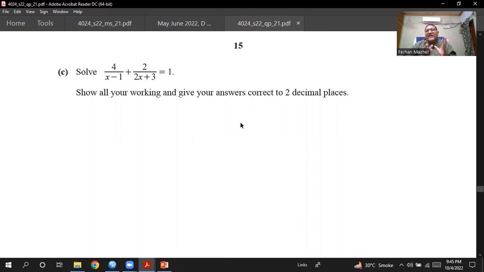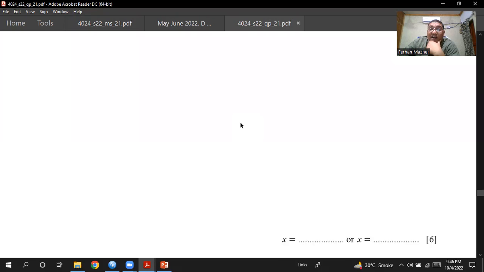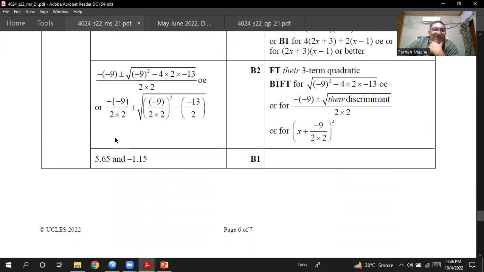So here we have two fractions which are added together, and the answer is equal to 1. We have to show how we're working and give the answer correct to 2 decimal places. So we have to solve it. First of all, I will convert it into a standard quadratic equation, and then I will apply the quadratic formula to find the answer. It's a 6 marks question, a 6 marks part, very simple and straightforward.